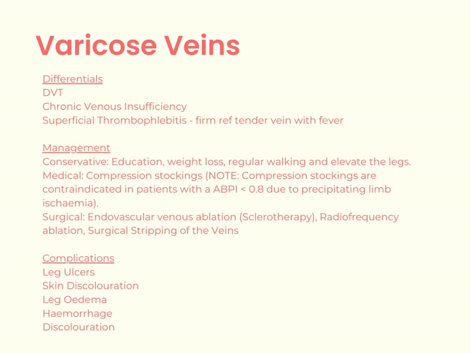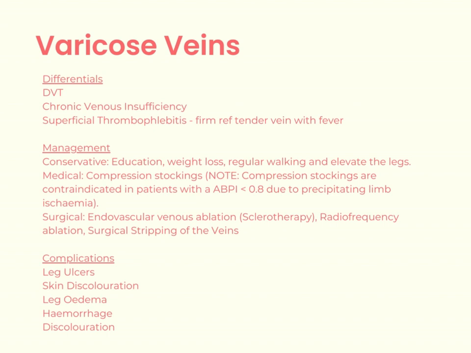We're thinking they've got limb ischemia, PAD, and that's a contraindication for compression stockings. And in terms of surgical, the first line is usually endovascular venous ablation or sclerotherapy. This is the first line regardless of whether they've got signs of chronic venous insufficiency. So if they've got edema, erythema, discoloration, skin changes, the first line, no matter what, is going to be surgery. And the first line surgery is always endovascular venous ablation. So remember that. But otherwise, you would go for the conservative option, which is weight loss or elevating the legs, lifestyle changes, and compression stockings.